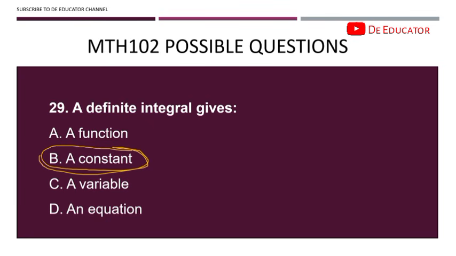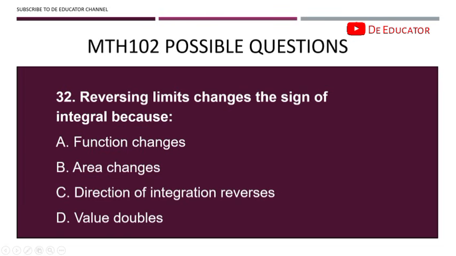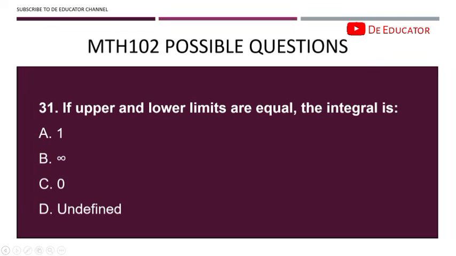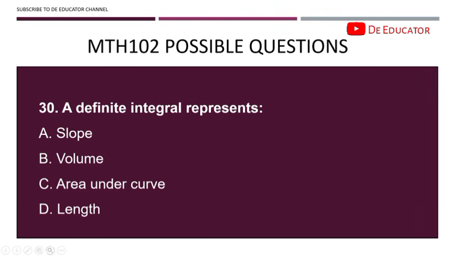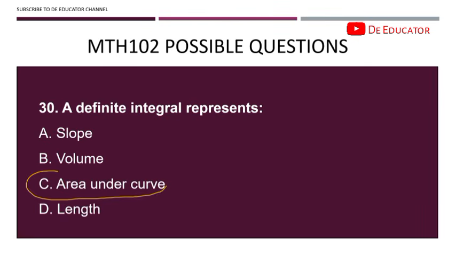All right, so let's move straight to the next question. 30. A definite integral represents, remember we said the definite integral is a constant. So now, what is it representing? Let's move back to the question. It represents the area under the curve.